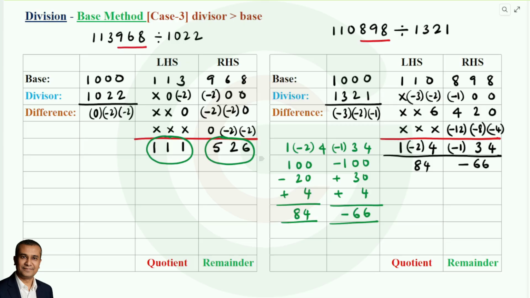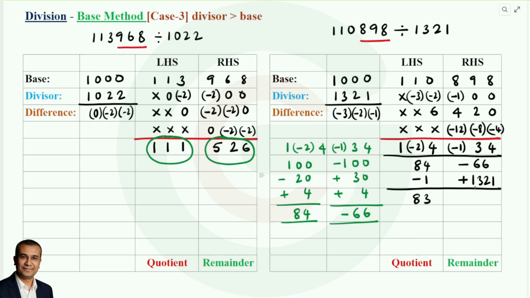So here the process is that on the left hand side remove 1, that is minus 1. So from the quotient you are removing 1. So 84 minus 1. And on the right hand side we have to add the divisor, that is 1321. So with this we get on the left hand side 84 minus 1 is 83.